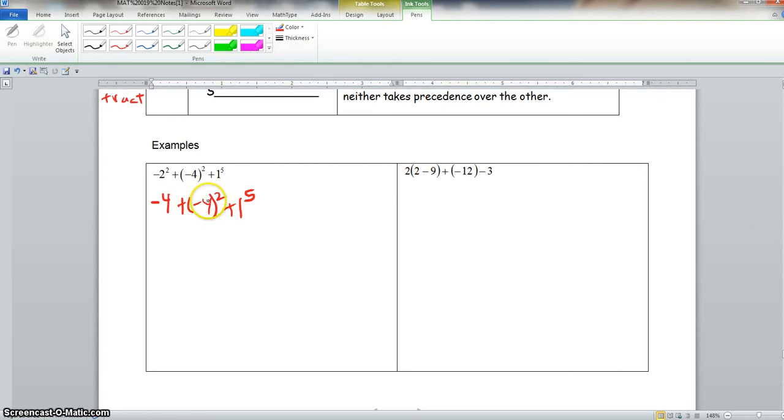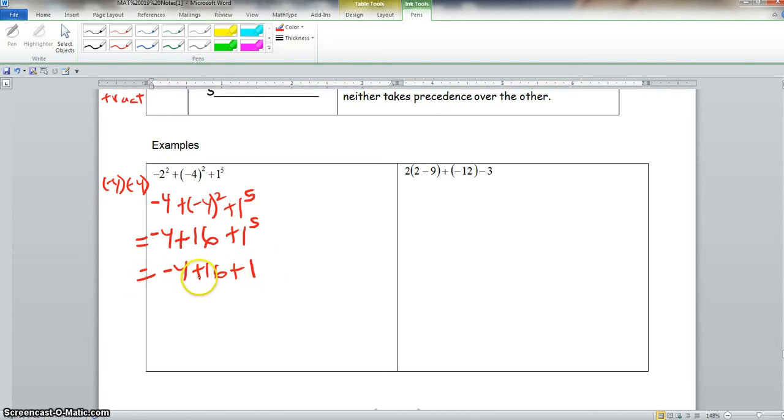Now we go to the next exponent. We have negative 4 in parentheses squared. That means everything inside this parenthesis is to the second power. So this would be negative 4 in parentheses squared is negative 4 times negative 4, which is a positive 16, plus 1 to the 5th power. So now we do the next exponent. So we have negative 4 plus 16 plus 1 to the 5th power, which is just 1 times itself 5 times, which would give us 1.